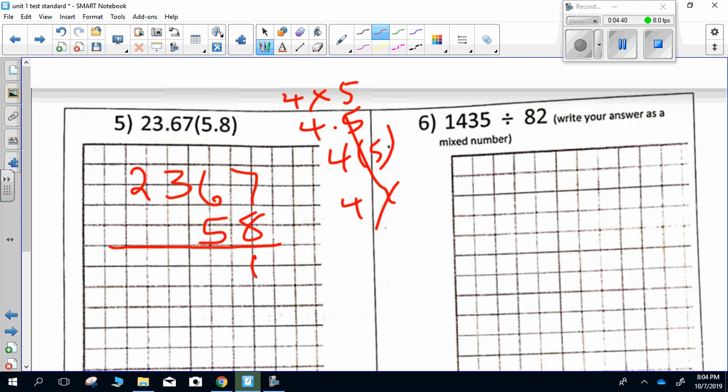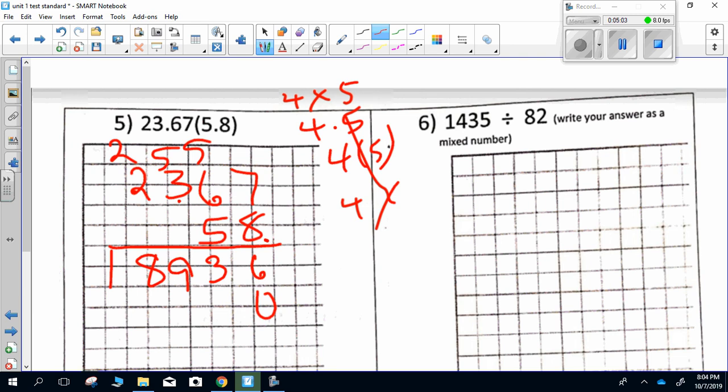8 times 7 is 56. Carry my 5. 48 plus 5 is 53. Carry my 5. 8 times 3 is 24, plus 5 is 29. Carry my 2. 8 times 2 is 16, plus 2 is 18. So the first row should have been 18,936. I have to put down a 0 to hold open that ones place.